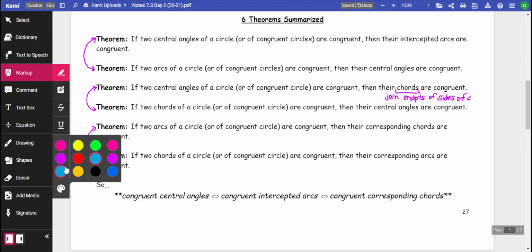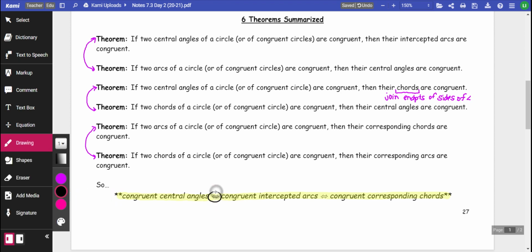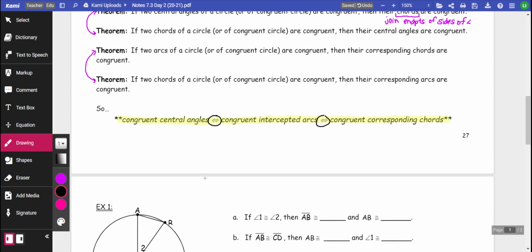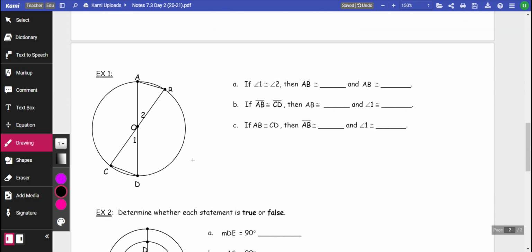So to sum that all up, super duper important right here. If we have congruent central angles, then we have congruent intercepted arcs and congruent corresponding chords. You'll notice with these little arrows that it means it works either way. So we can go forwards or backwards on there. You can have any pair, so congruent intercepted arcs or congruent corresponding chords, and you can lead to the other examples as well. So let's see how this is going to work in the first example.